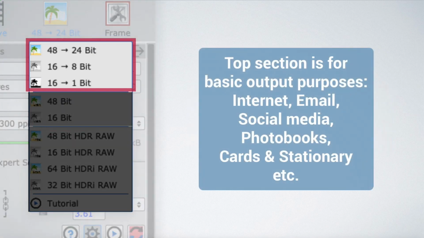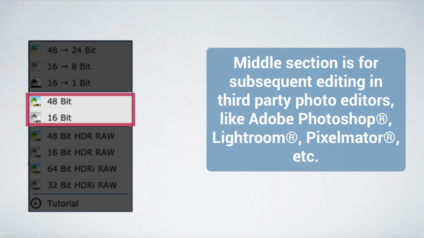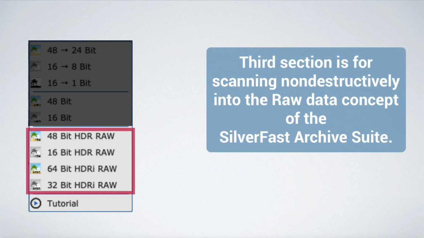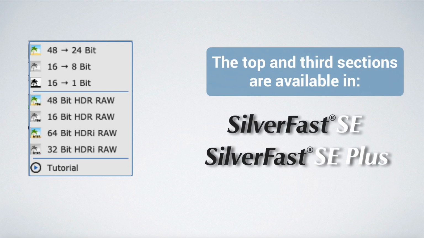The top section is for basic output purposes: internet, email, social media, photo books, cards, stationery, etc. The middle section is for subsequent editing in third-party photo editors, like Adobe Photoshop, Lightroom, Pixelmator, etc. The third section is for scanning non-destructively into the raw data concept of the SilverFast Archive Suite. All three sections are available in SilverFast AI Studio, SilverFast HDR Studio, and SilverFast HDR. The top and third sections are available in SilverFast SE and SilverFast SE+.